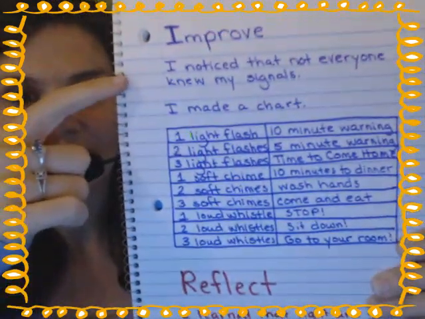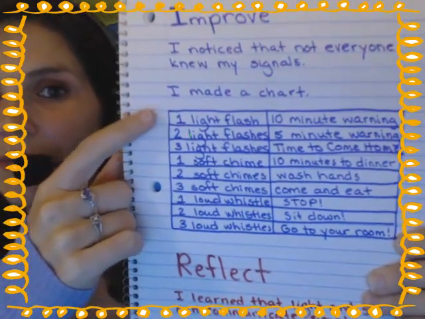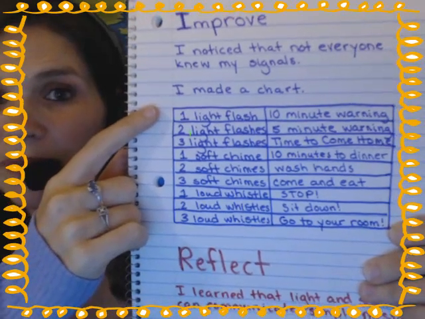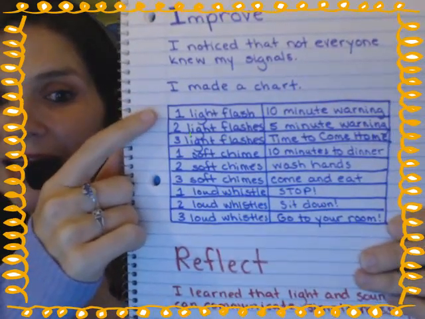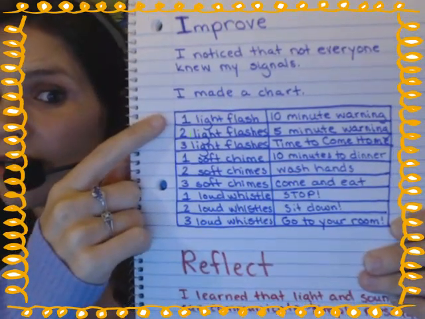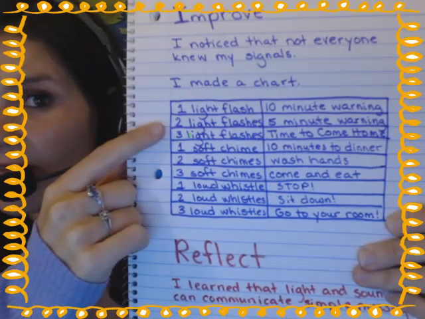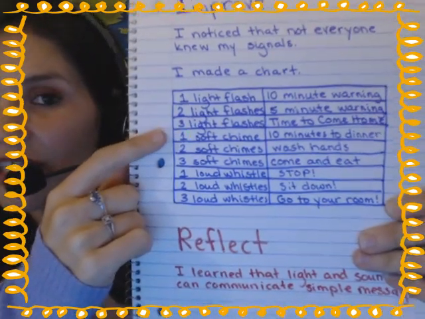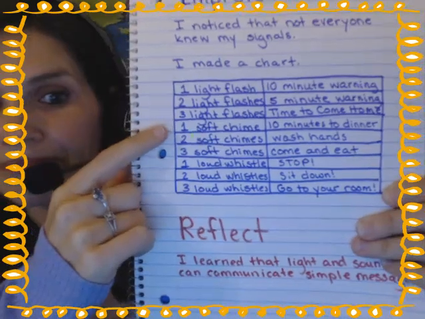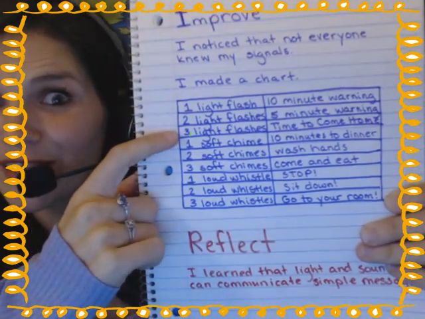So for my light flashes, I used this for when my kids were playing at the park. We have a big field with a park across, and I used one light flash to give them a 10-minute warning, 2 light flashes to give them a 5-minute warning, and 3 light flashes that meant time to come home. Once they knew what those flashes meant, it worked a lot better.